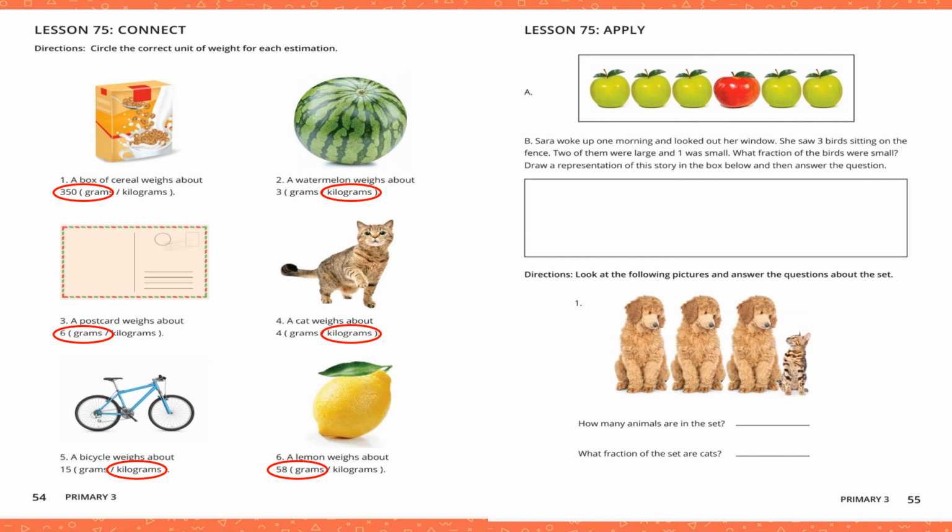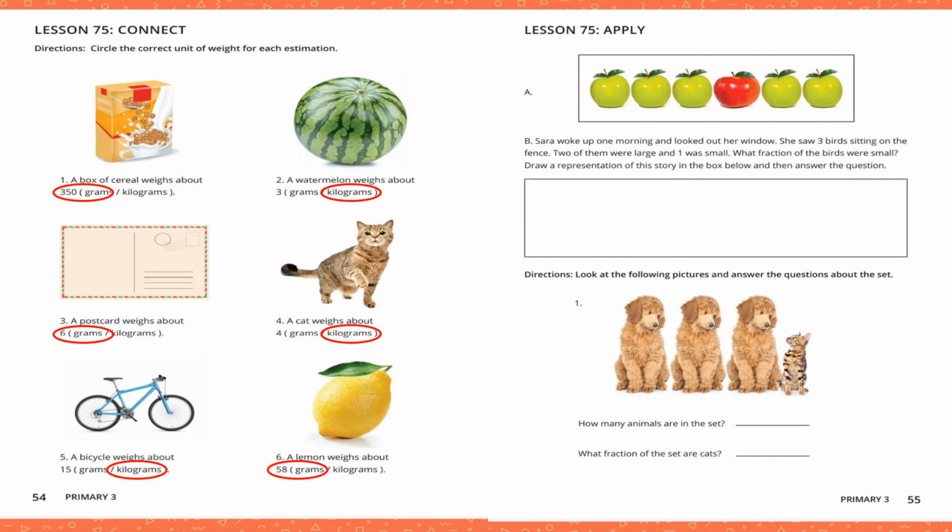Here we have a group of apples. In letter A we have a group of apples. This set of apples, how many apples are in it? 1, 2, 3, 4, 5, 6. So the total objects are 6, and the one item of this set is 1 over 6.